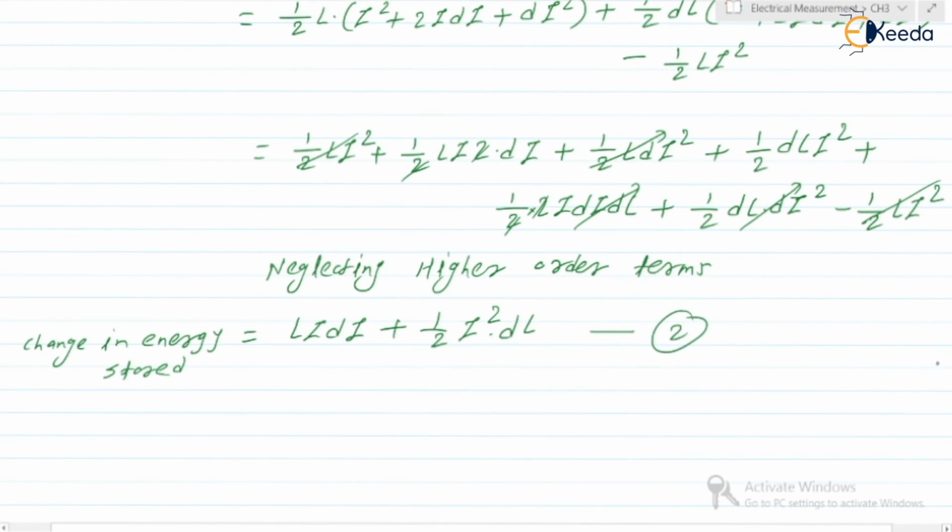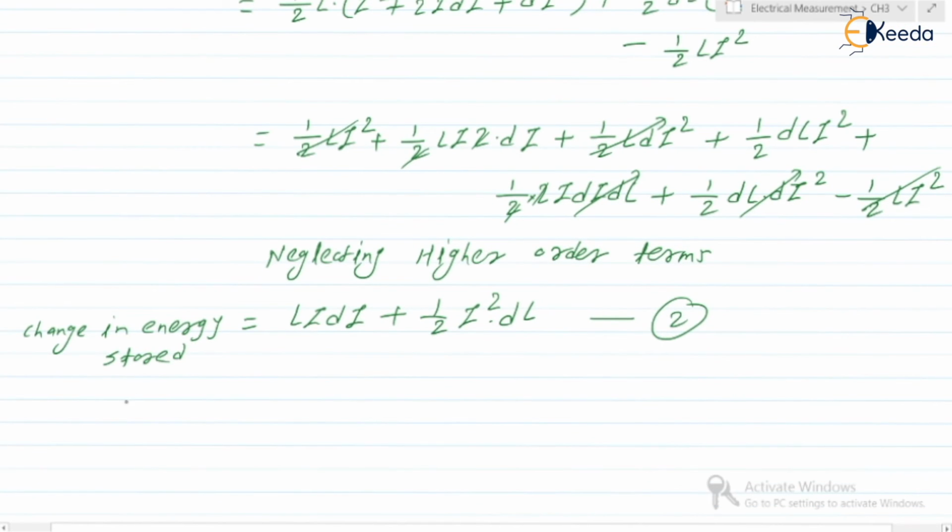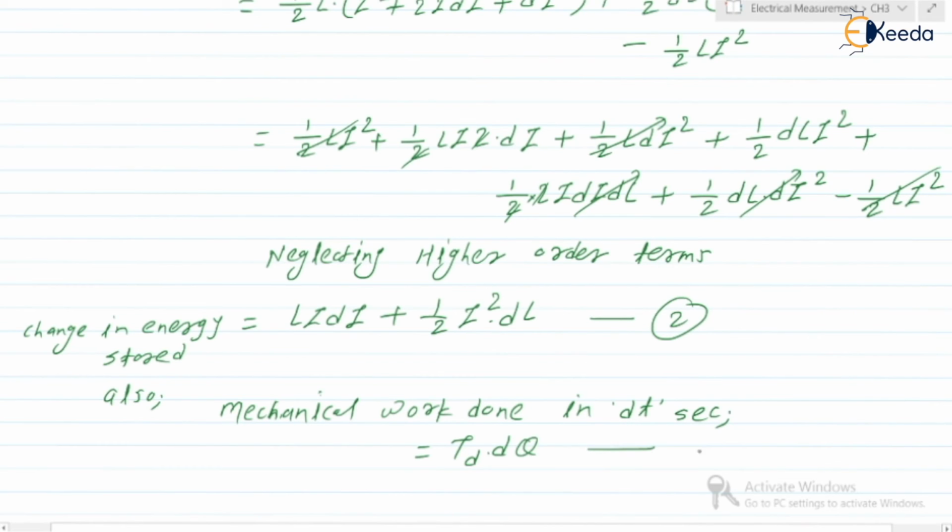Okay, now what is the mechanical work done also? Mechanical work done means during dt time the pointer changed its position by d theta. So mechanical work done in dt seconds is equal to Td into d theta. This is the equation number 3.